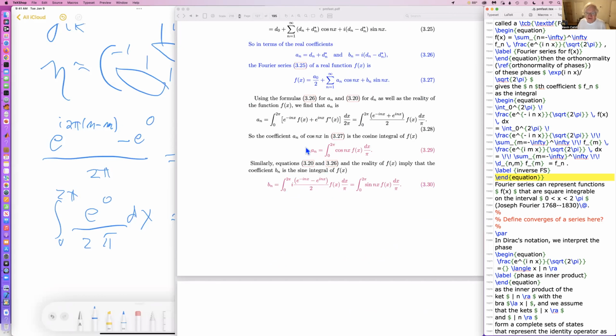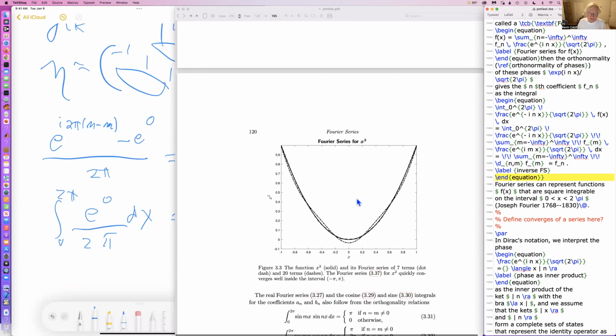The integral formulas for these coefficients, an and bn, are: an is the integral of f times cosine nx, and bn is the integral of f times sine nx. And you notice for n equals 0, cosine of nx is just 1. So a0 is just the average value of f on the interval 0 to 2 pi times, it's twice the average value of f of x. That's what it actually is, I think.